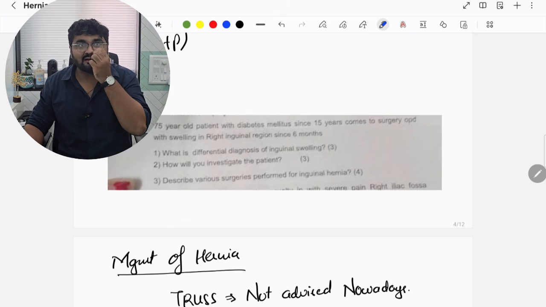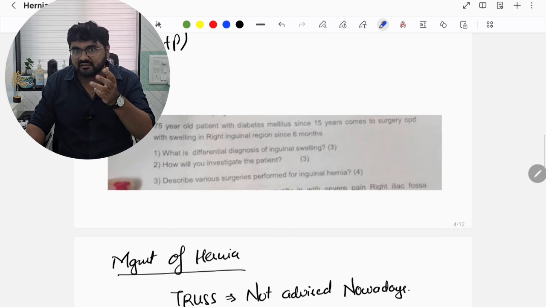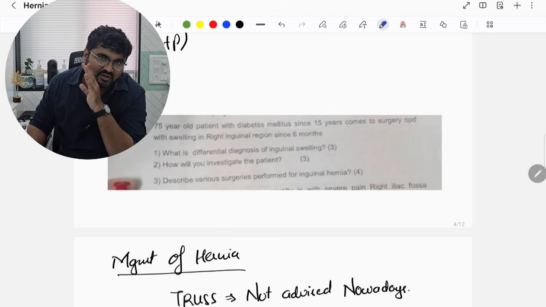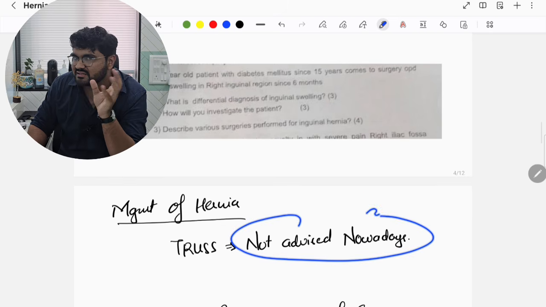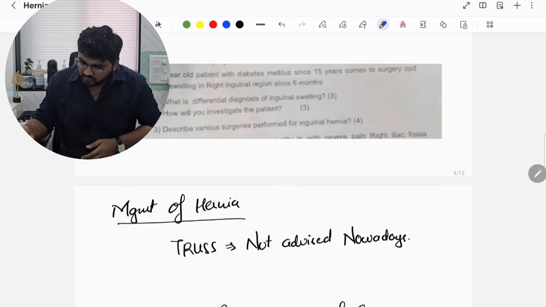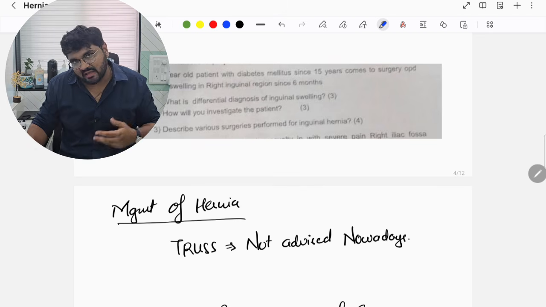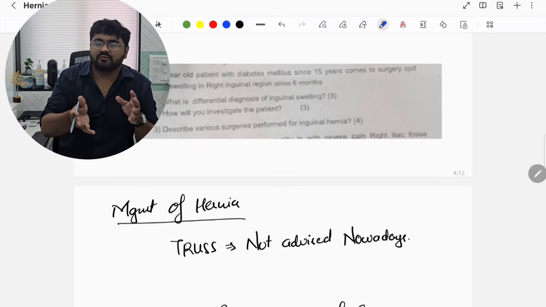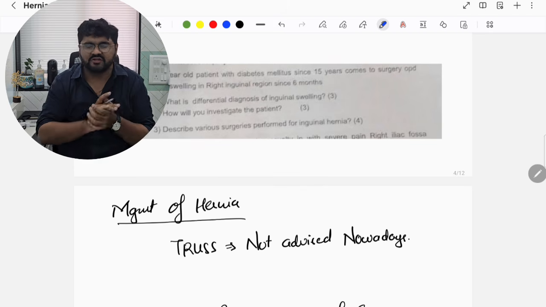Let us start with the initial management of hernia. They used to do it with a hernia belt or truss, but it is not used nowadays. So don't advise it, and you can just write a line about it, that it is not advised nowadays. Now coming to the principles of management, or the common principles of hernia surgery.